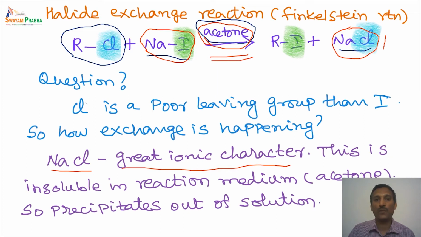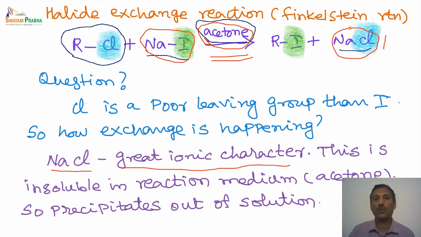So even if we mix these two things, the starting materials, alkyl chloride and sodium iodide, in acetone, even if the reaction proceeds only 5%, what happens is one of the products, which is sodium chloride, actually precipitates out or comes out of the solution, so making this reaction push forward towards the product. So that is the crucial thing in this particular reaction, because the reaction proceeds when one of the products is removed from the reaction medium.